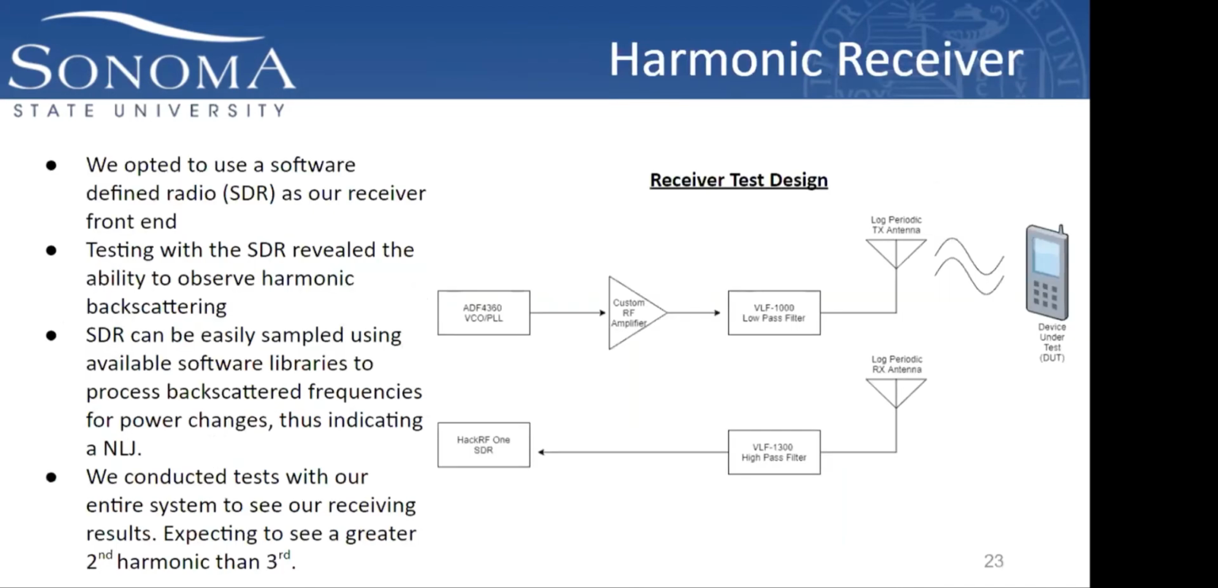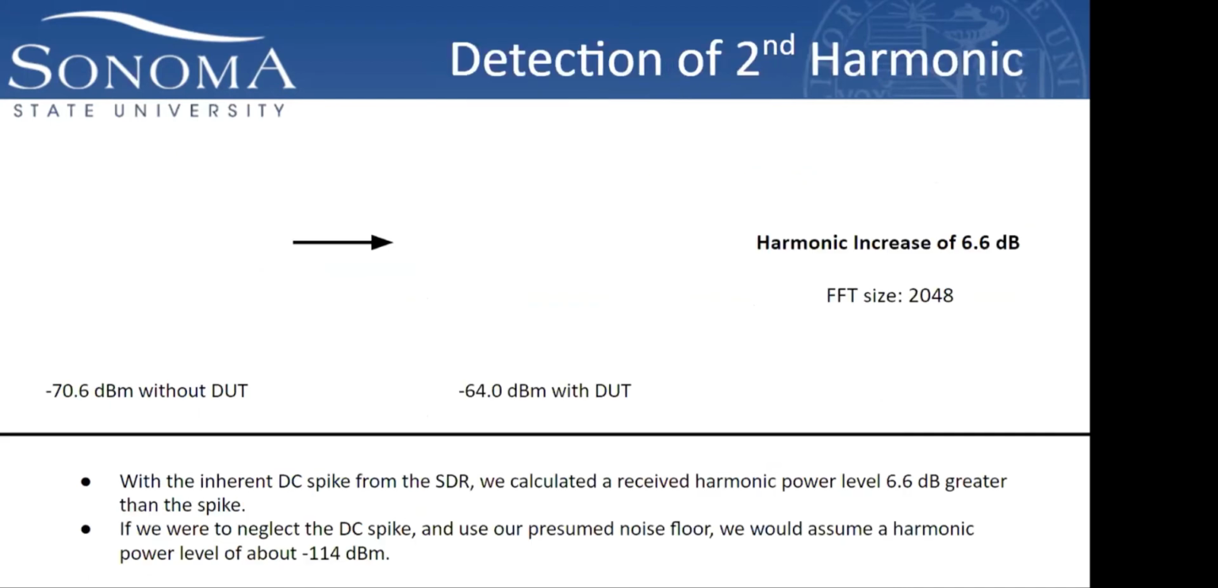For a receiver, we opted to use a software-defined radio, or SDR, as receiver front end. Testing with this SDR revealed the ability to observe harmonic backscattering. The SDR can easily be sampled using available software libraries to process backscattering frequencies for power changes, which then indicate a nonlinear junction. We conducted the test with our entire system to see what results we are receiving, and we expect to see that the second harmonic is greater than the third.